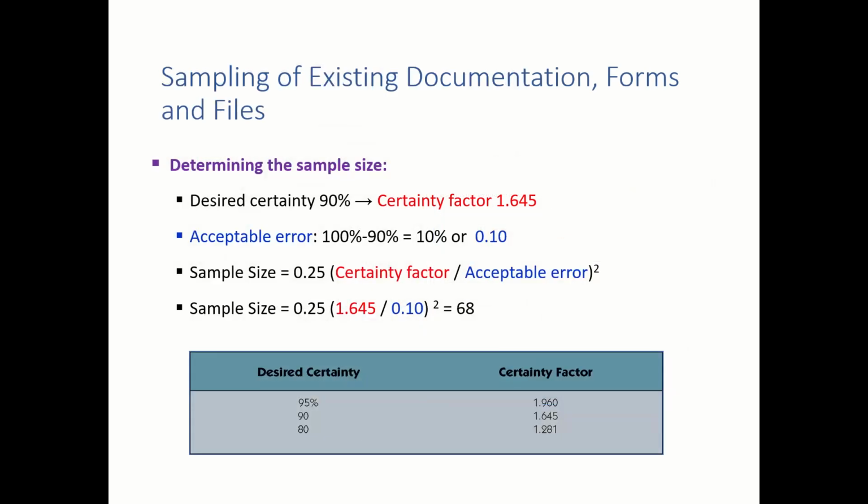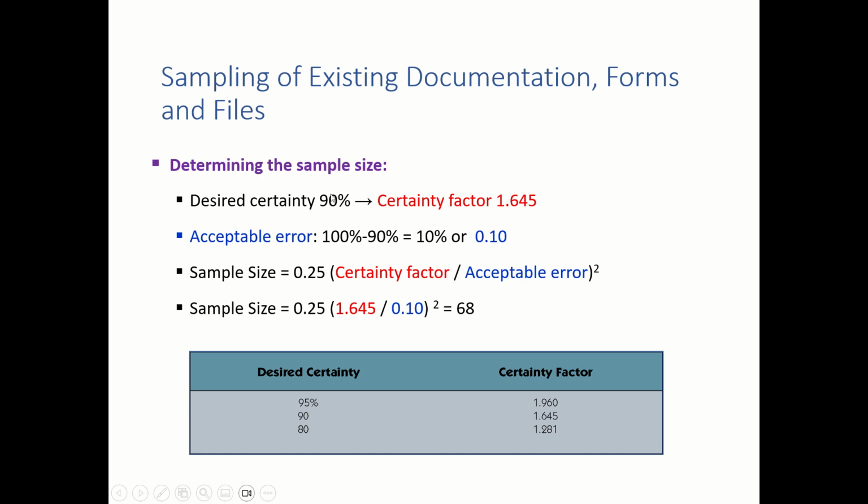And one way of understanding this sampling of existing documentation is by a simple formula for understanding the sample size. This is the formula you have to use: 0.25 into certainty factor divided by acceptable error. Say you have a desired certainty of 90%, its corresponding certainty factor, when you see here, is 1.645. Okay, so it is from this chart. This chart, or the certainty factor, will be given to you.